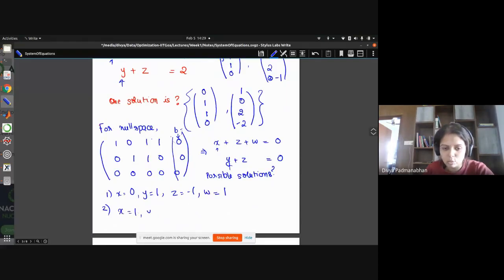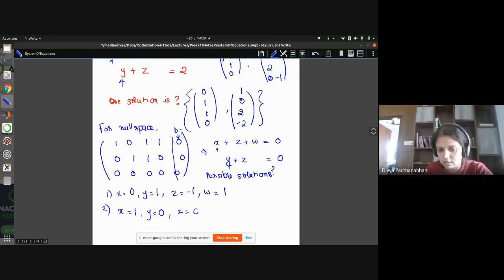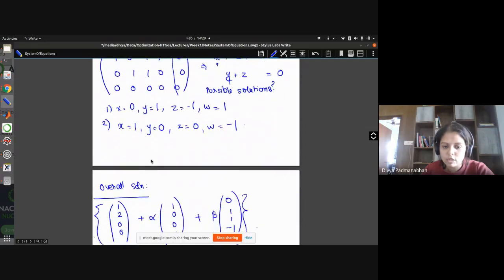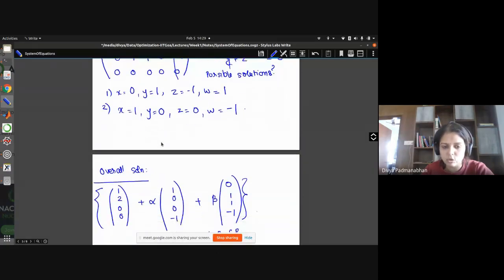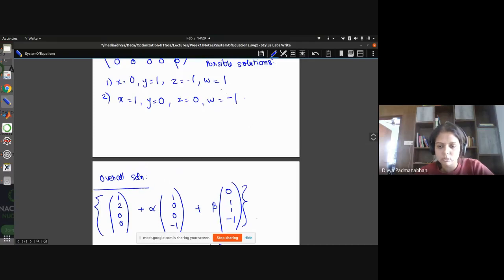Similarly, you could do it the other way, right? x is 1 and y is 0. So what will this give you? z is 0 and w is minus 1. Right. So these are the elements in the null space. If you see the overall system, the set of solutions is going to be something of this form. I think I probably wrote a different set of elements from the null space. What was it? Yeah, it's the same thing. So this was the first one, and this is the second one. So this is going to be the overall solution here.